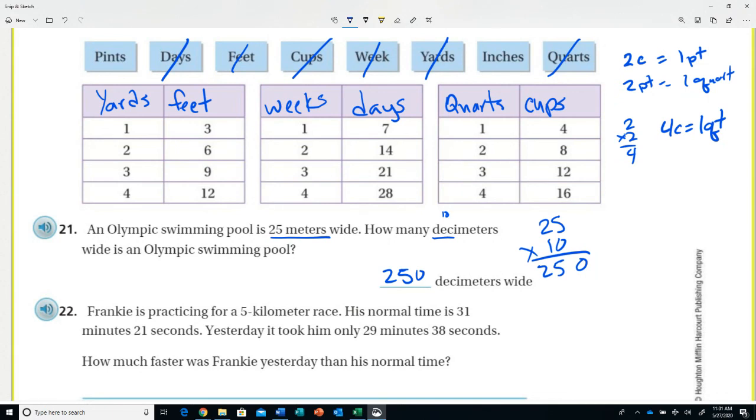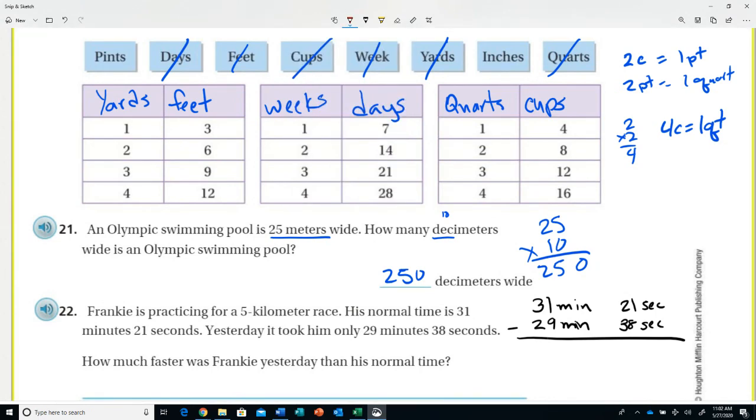All right, last question. Frankie is practicing for a 5-kilometer race. His normal time is 31 minutes, 21 seconds. Yesterday, it took him only 29 minutes, 38 seconds. How much faster was Frankie yesterday than his normal time? So this one becomes a subtraction problem. So we're going to put 31 minutes and 21 seconds as his normal time minus his super speedy time yesterday of 29 minutes, 38 seconds. And it looks like this problem is going to go all out on making you work for it.